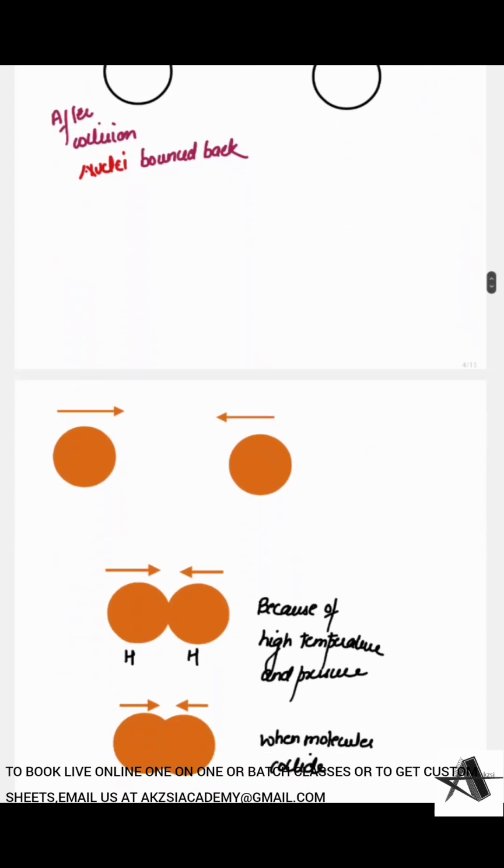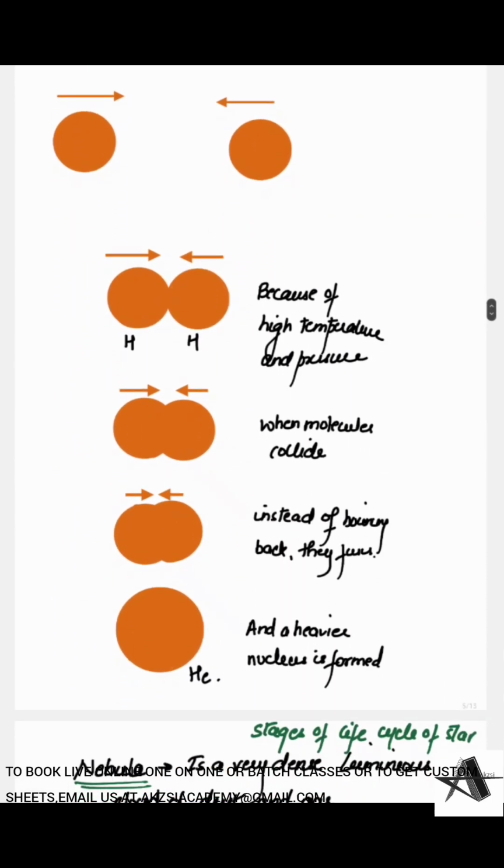Now let me see this one. They are hot enough, and that's why I represented it with orange color to show that they are at very high temperature. So now when they start to approach here in the first stage, they are approaching each other. Well, the electrostatic force is still there, but there is already enough high pressure.